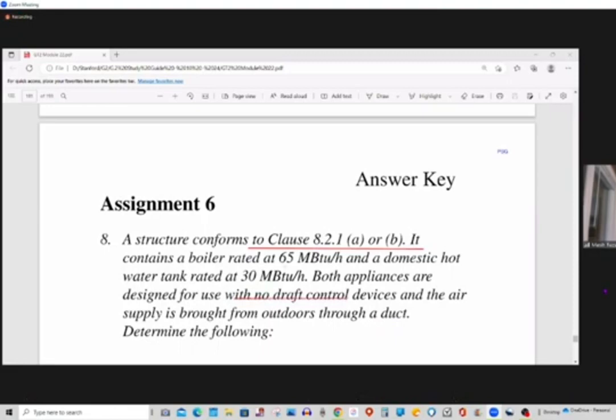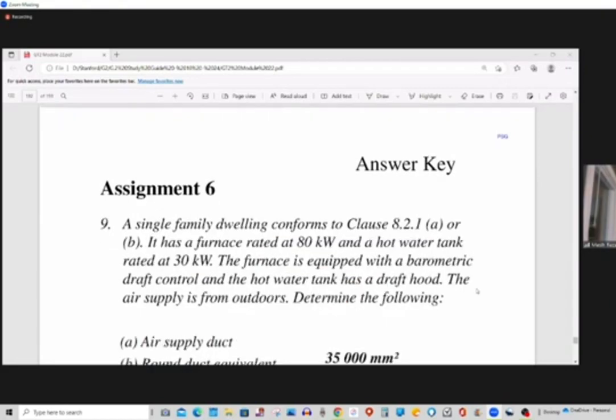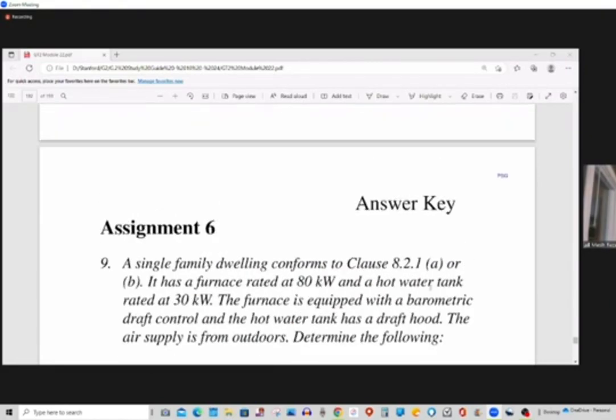You add it. 65 plus 30 is going to be 95. You open the code book to 95. What do you get? I got 7 inches for the air supply duct and 3 inches for the round duct equivalent. Okay, so you get 7 inch and 3 inch. Okay, I'll read the next one to you and you tell me.